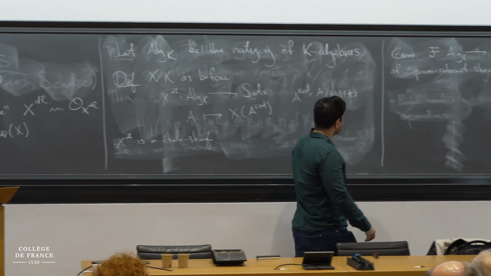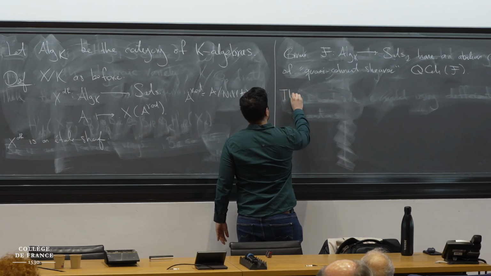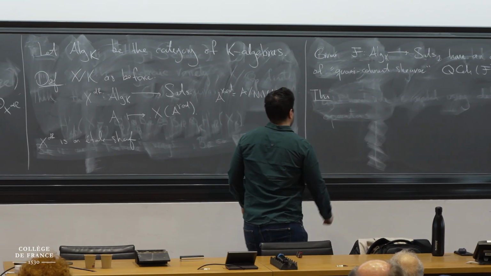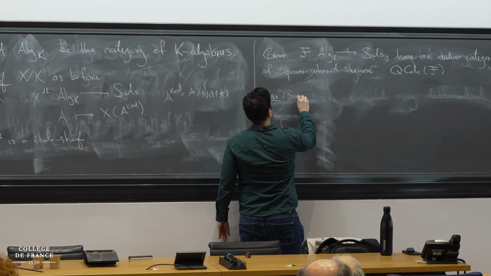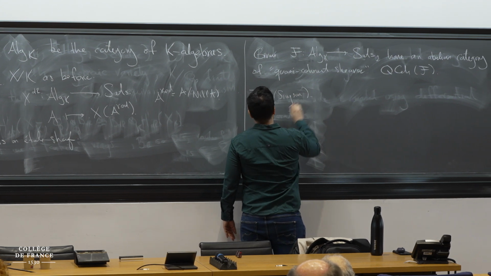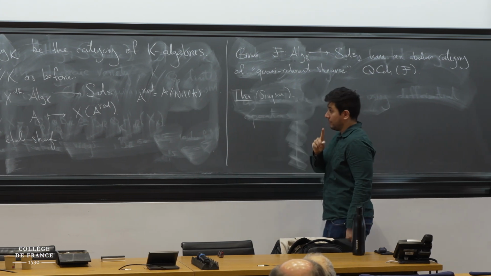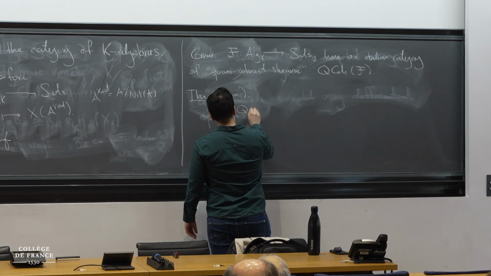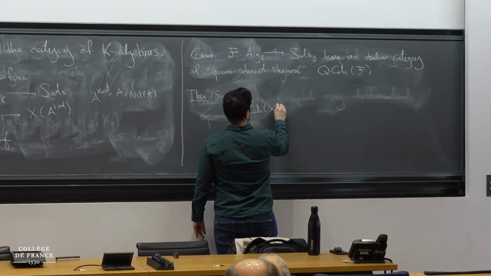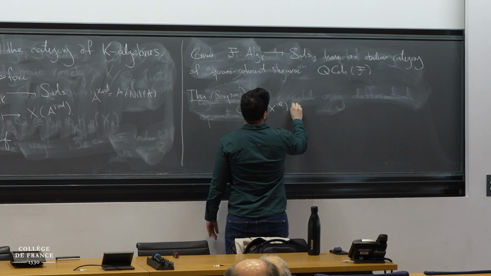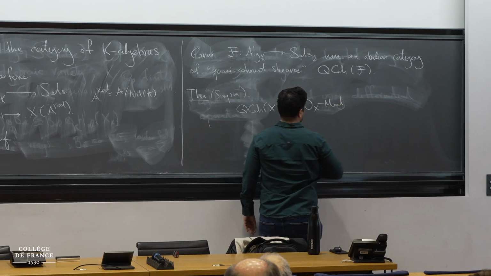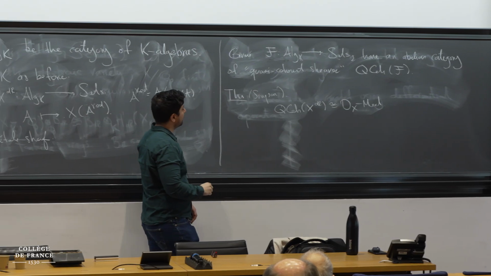And then you get the following theorem, which tells you that if you take an algebraic variety as before and you take its de Rham stack, then this category of quasi-coherent sheaves on the de Rham stack is actually the category of D_X modules.